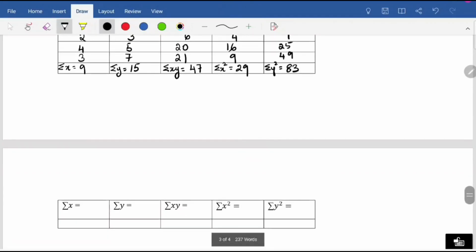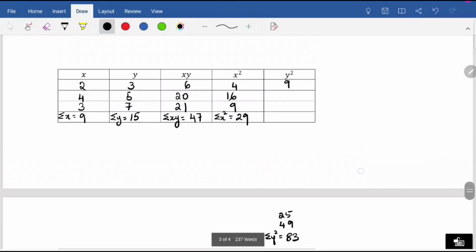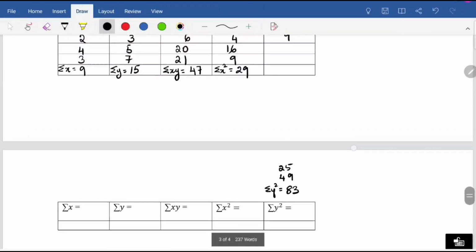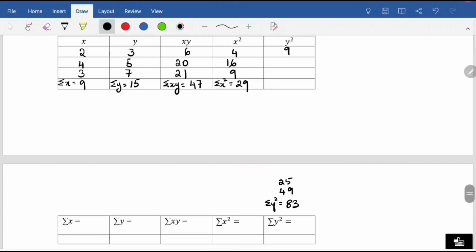All right, so here we have our values. Oops, this is again floating around, so let me just redo this one more time, just the last column. It's 25. Then we have 49 for a summed up y squared value of 83.